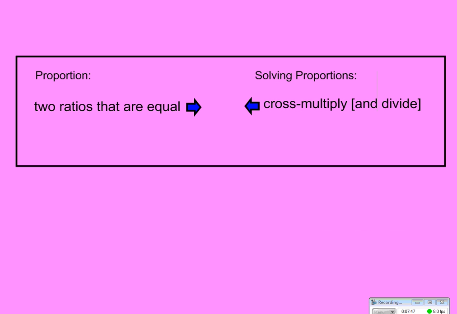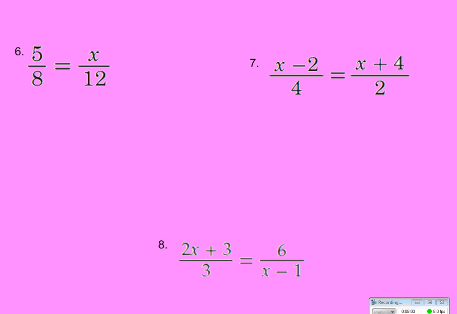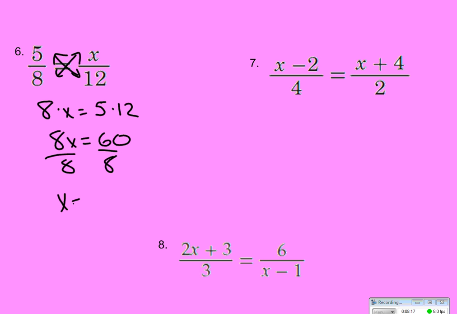So proportions, two ratios that are equal. To solve proportions, you cross multiply, and I don't like using cross multiply. Cross products is a better definition. And here's what I mean when I say that. Cross multiply implies you're going to multiply across things. Cross products means you're going to go diagonally. So you take 8 times x and you take 5 times 12. So 8x equals 60. A little division, and that will give you 7 1/2.